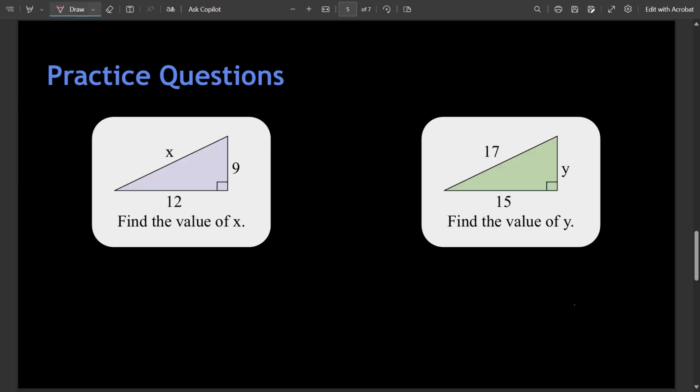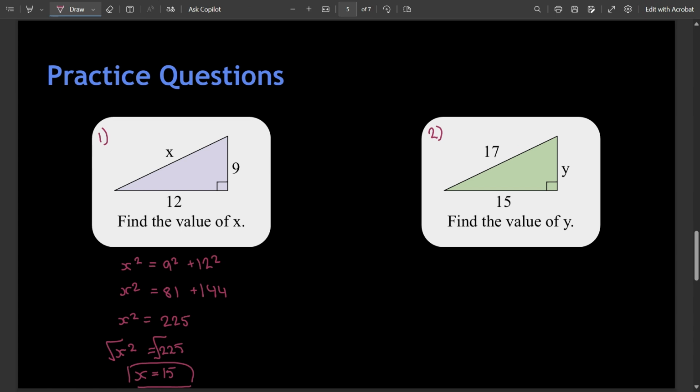Now we have some practice questions, so feel free to pause the video and try these out for yourself. So all we need to do is plug in our values into the formula. So x squared, which is our C, is equal to 9 squared plus 12 squared. Turning these into values, we have x squared is equal to 81 plus 144. We now add the numbers, so x squared is equal to 225. And then the final step is to square root both sides. So square root, and we get our answer. X is equal to 15.